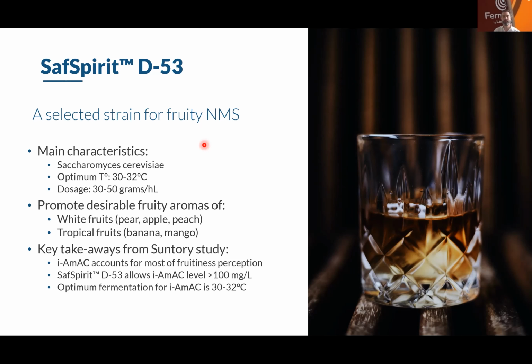It's Cerevisiae. The optimal temperature and pitch rate to achieve the fruity fermentation would be around 30-32 degrees, and from 30 to 50 grams per hectoliter. The expected flavors are white fruit and tropical fruit. And the optimal fermentation is allowing you to reach over 100 ppm of isoamyl acetate.